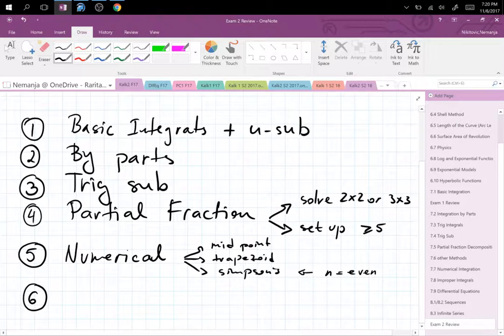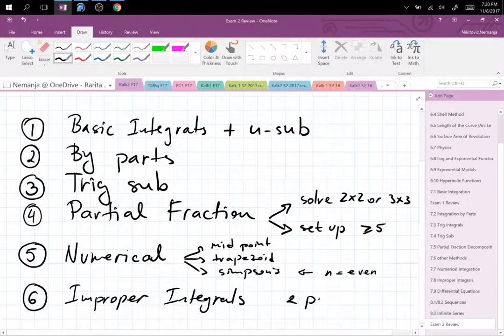Number 6, we have improper integrals. 2 problems. We have type 1, type 2, right? So type 1 easy to see, definitely has infinity in the limit. Type 2, evil, right? Because the asymptote could be on the end, but could be also buried inside.